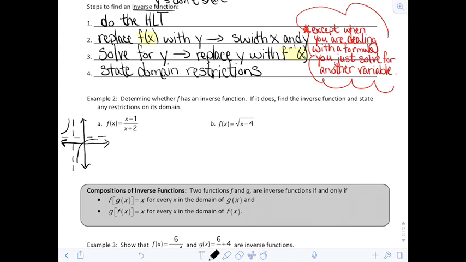Okay? So it passes the horizontal line test. So yes, it has an inverse that is a function. Inverse is a function. It passes the horizontal line test.